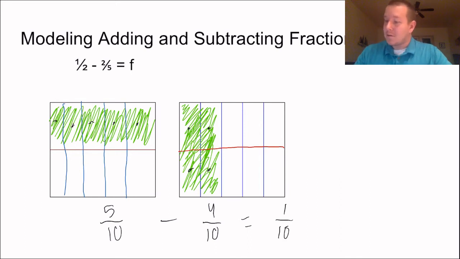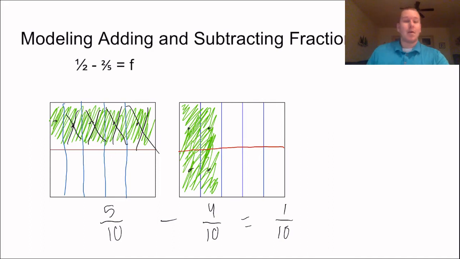If I were to cross off, so I have 4/10 right here, if I cross off 1, 2, 3, 4, I only have one more remaining, and that would be 1/10. Okay. So this is typically the way that I like to model fractions.